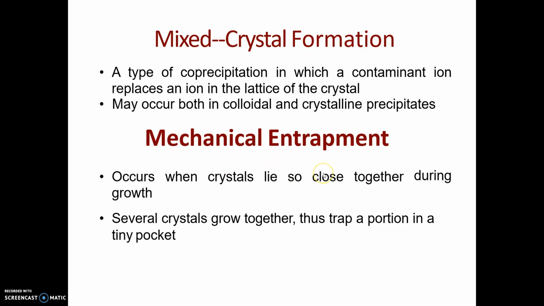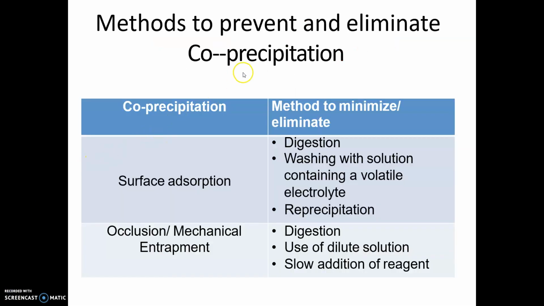This one is quite similar to occlusion and inclusion. So you can read about this extra contamination by yourself. So this is the method to prevent and eliminate co-precipitation. If you have surface adsorption co-precipitation, how do you eliminate it? You can do the digestion process. Okay, you wash the solution containing a volatile electrolyte. So you wash your precipitate with the volatile electrolyte, or you can use re-precipitation.